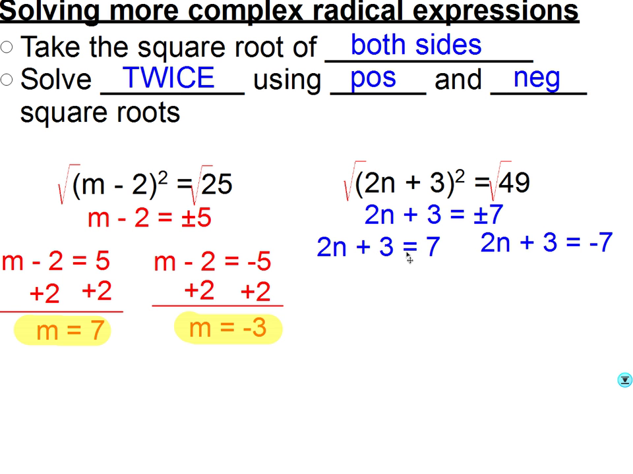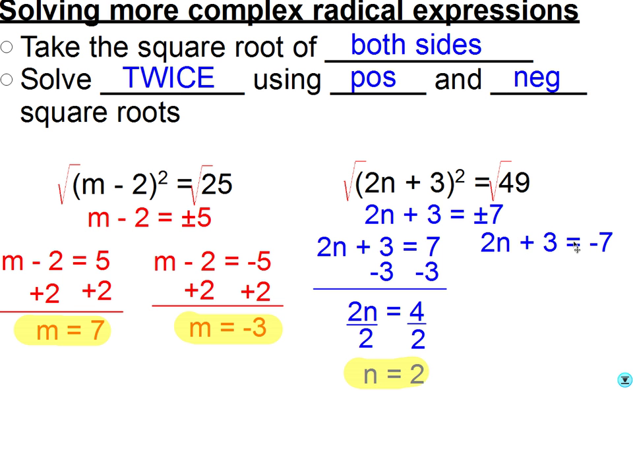Now these are just two steps. Subtract 3 from both sides. So 2n equals 4. Divide both sides by 2, and n equals 2. So that's one of my solutions.